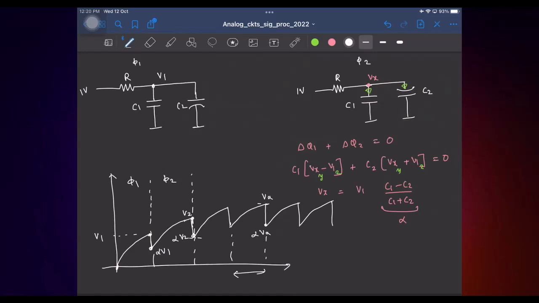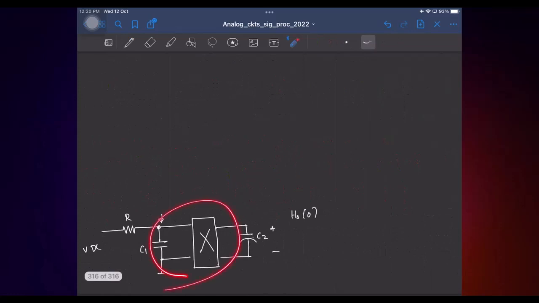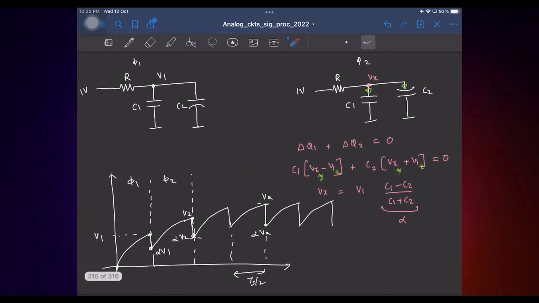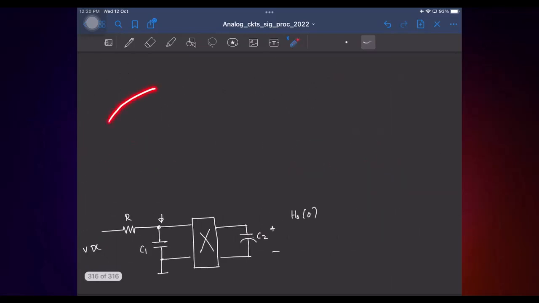TS by 2, right? Because if you think about it, the circuit topology changes periodically after every half cycle. So this should not be surprising, because this is an LPTV network. Apply a DC input, you should expect frequencies of the form F plus KFS. Okay, so now steady state is going to look like this.